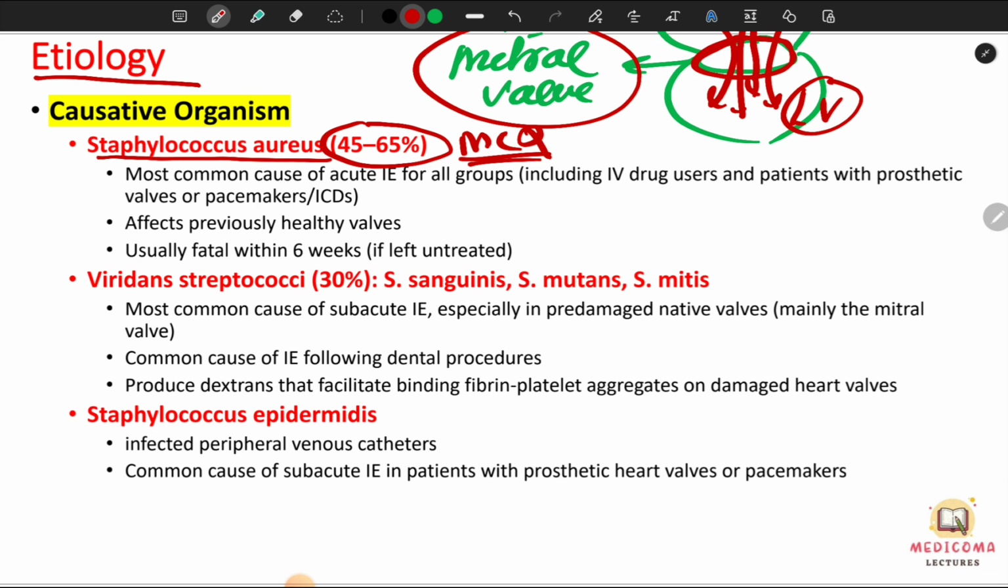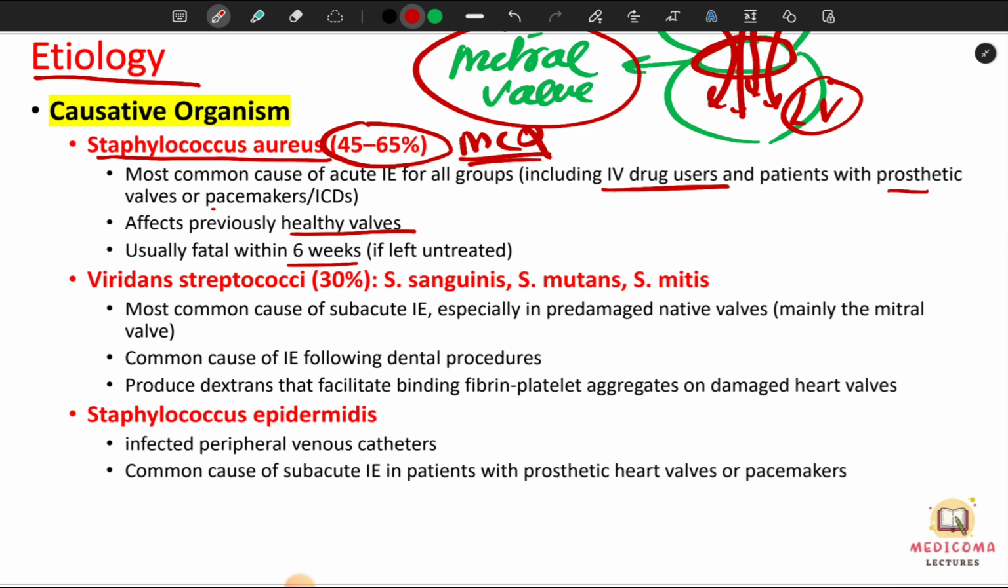Staphylococcus aureus is the most common cause of acute infective endocarditis for all organisms, including in IV drug users. Why IV users? Because Staphylococcus aureus is the most common normal flora present on our skin. So when we do multiple pricks with needles, they can cause infection and enter the blood circulation. It also affects patients with prosthetic valves and pacemakers, and previously healthy valves, and is usually fatal within 6 weeks if not treated, because the patient can die if not treated well with antibiotics.